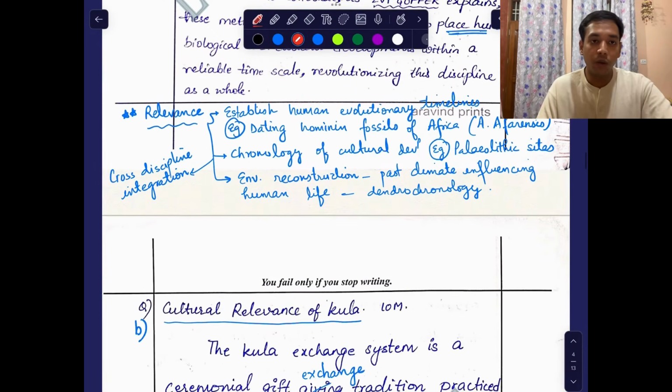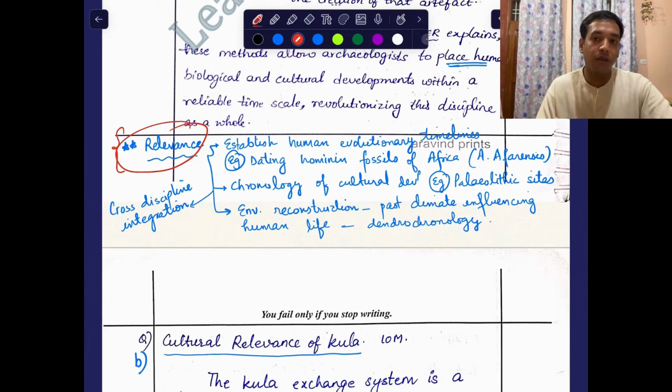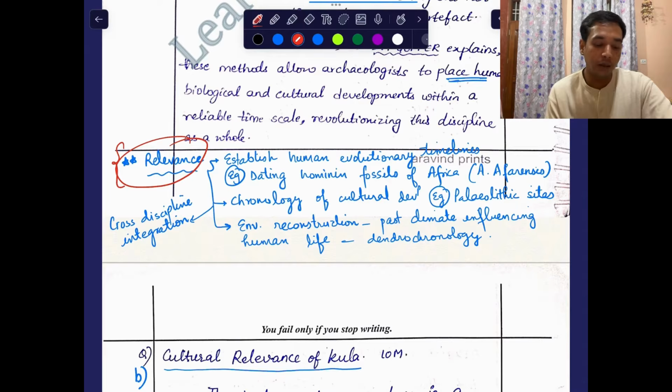One dimension I want you to write in the exams is relevance. Relevance in anthropology is one of the most important dimensions, it will help you fetch good marks, and it's easy to write. So how do chronometric dating methods help? It helps us establish human evolutionary timelines: how from Australopithecus we evolved, and from Australopithecus to today we are Homo sapiens. So how that evolutionary timeline was made, that is what it helps with.